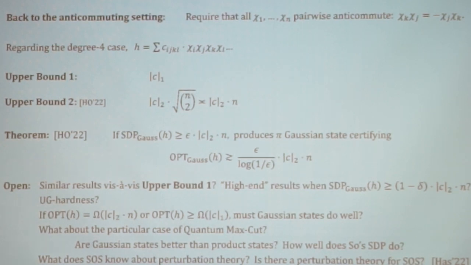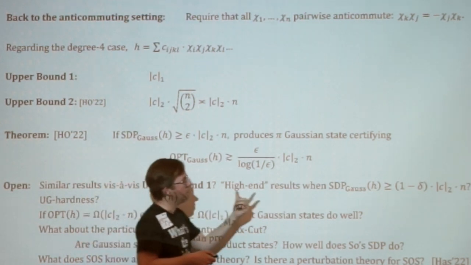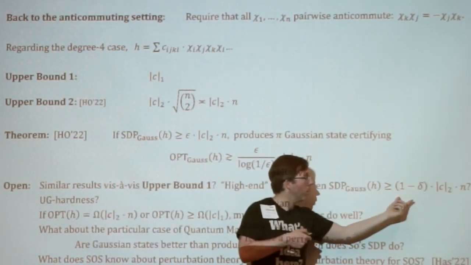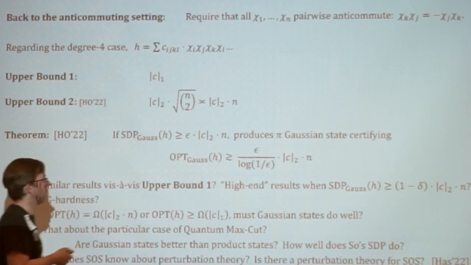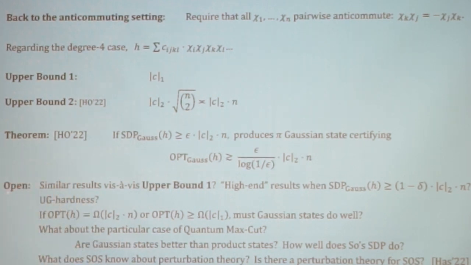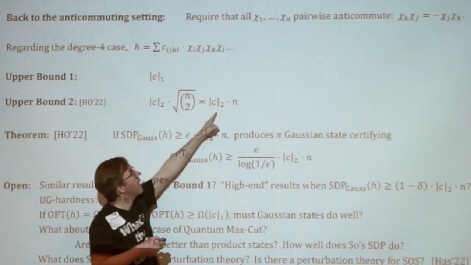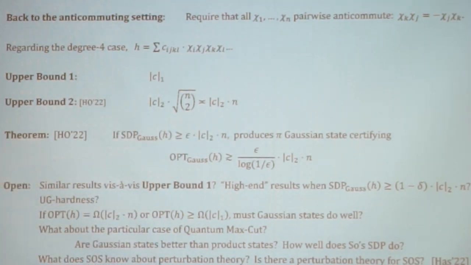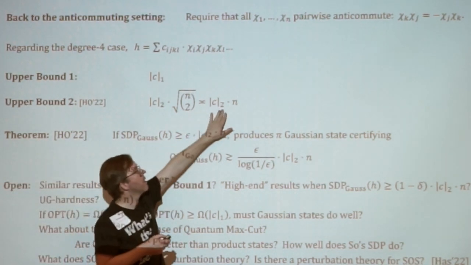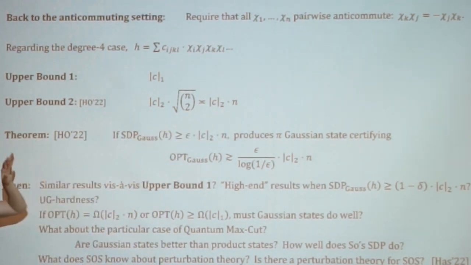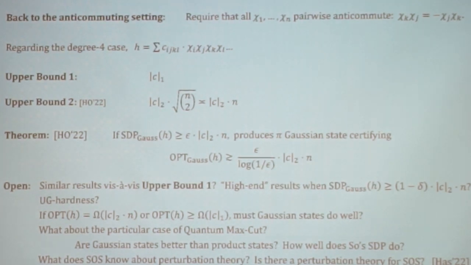You could also ask the analogous high-end question, like what if the SDP relaxation for Gaussian states is really close to this upper bound? Can you get a Goemans-Williamson type thing? Don't know anything about UG hardness. Another interesting thing is that the Hamiltonians that show that this bound is tight have the property that their optimum is a Gaussian state. We don't know theorems along this line, but it seems like if you're close to this bound, then maybe Gaussian states actually do well for you. So that's not known.